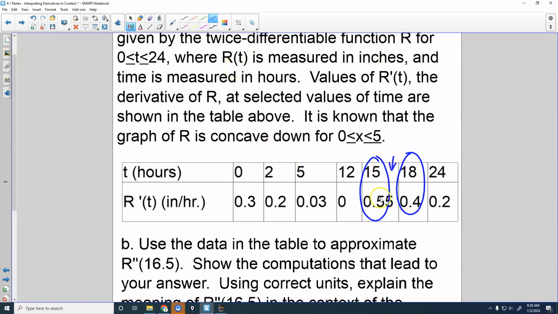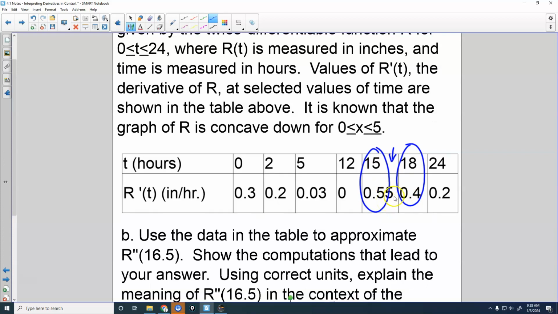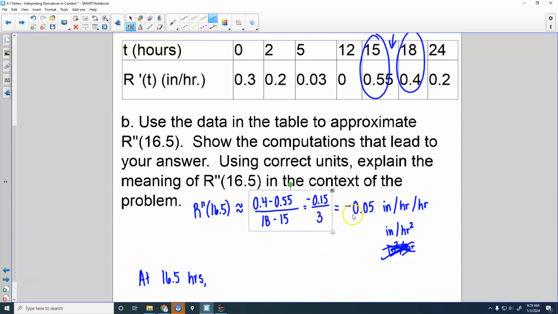So R prime at this point, well, we don't know for sure that it's increasing, but probably it's increasing because we probably have a number between these two. Actually, we know we have a number between these two right here because we're concave down. So we have a positive first derivative. That would mean the amount of water is increasing, but we're getting a negative here. So it's not the amount of water that's decreasing. What is decreasing? The rate of change of the amount of water.